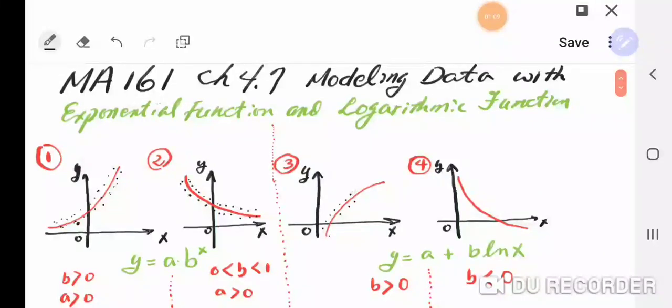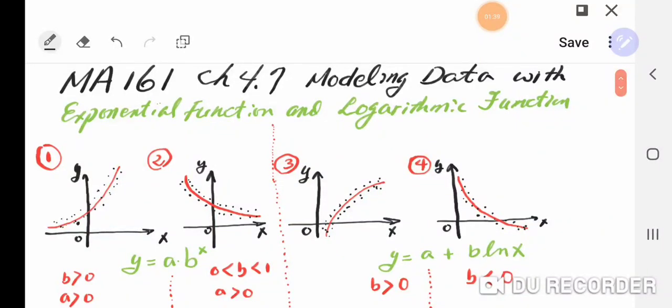Or if the graph, this time look at the x values. The x values are greater than 0, and then it looks like this, then we may assume that the graph is logarithmic function increasing, and this is decreasing logarithmic function. For the logarithm function, the x value is always greater than 0. For the exponential function, the domain can be negative numbers as well.